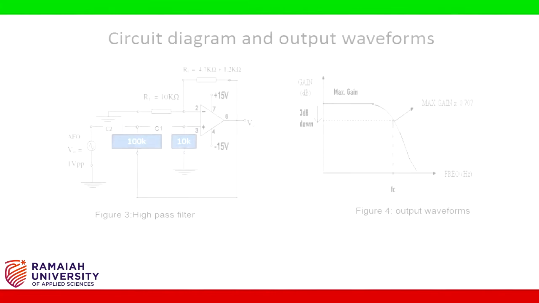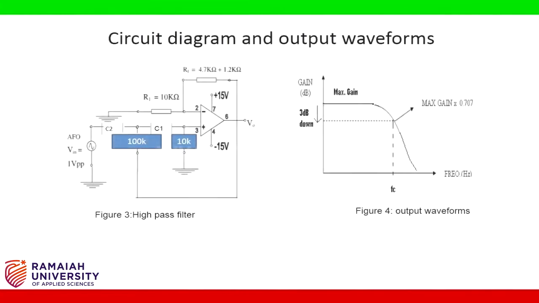The figure shows the circuit diagram of high-pass active filter and the output waveform. It does not allow the frequencies up to the critical frequency of the circuit. After the critical frequency, the output gradually increases. The critical frequency is the frequency at which the circuit changes its response.